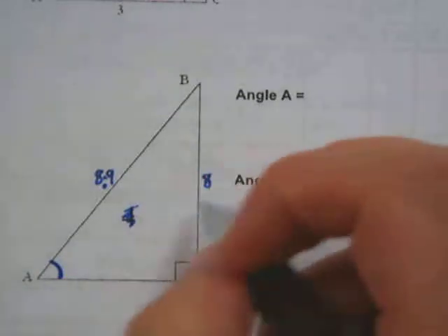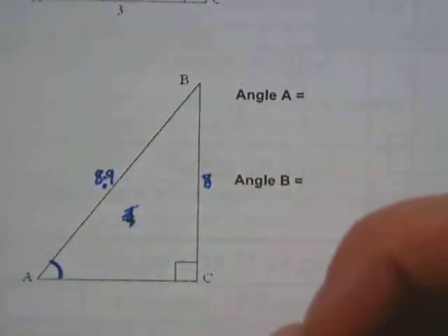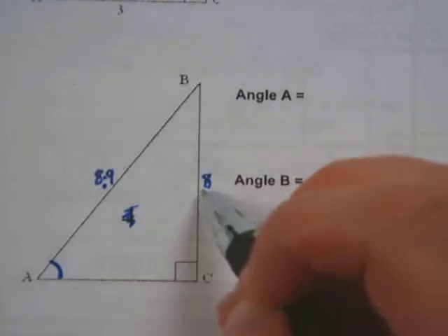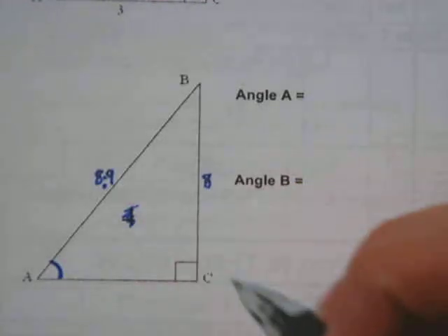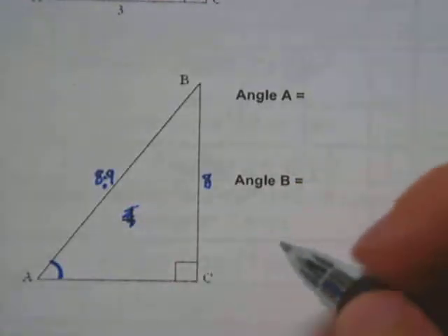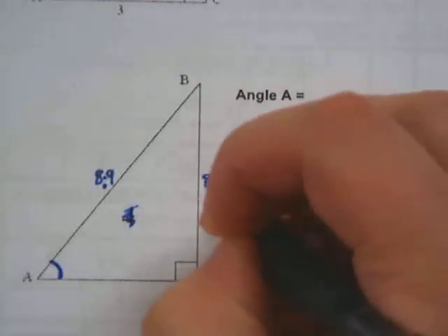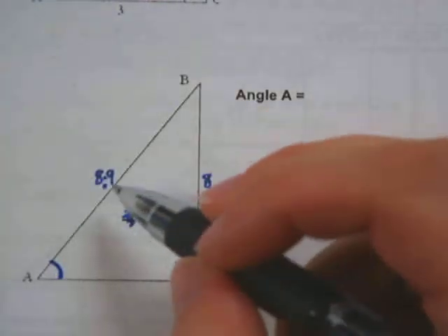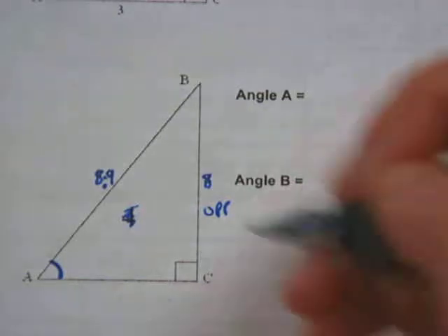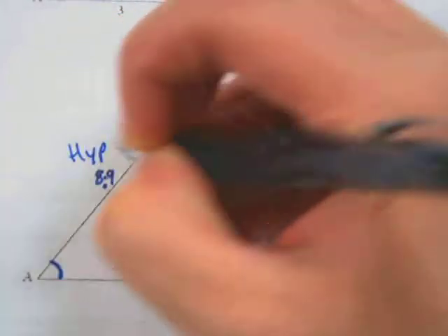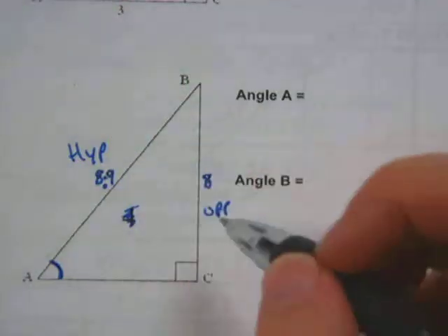And so I'm going to label these sides with relation to angle A. So if I'm looking here, this side right here, 8, is across from angle A. That means it's the opposite side. And then this side, 8.9, is across from the right angle, so that means it's the hypotenuse. And those are the only two that I really care about right now.